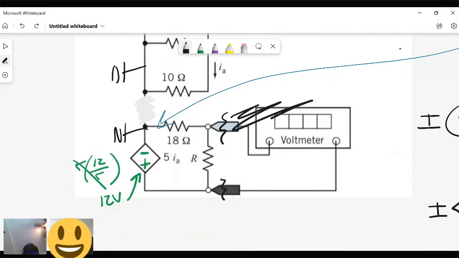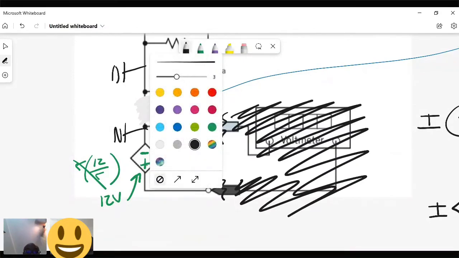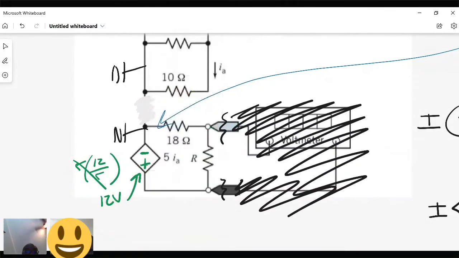So I'm literally going to forget the fact that this bad boy is here. All right, forget it. I wish I could erase it, but I can't, and I don't have a white pen. So it's going to take too long for me to try to scratch all of that out. So basically what we really need to do is find this voltage right here, the plus and the minus.